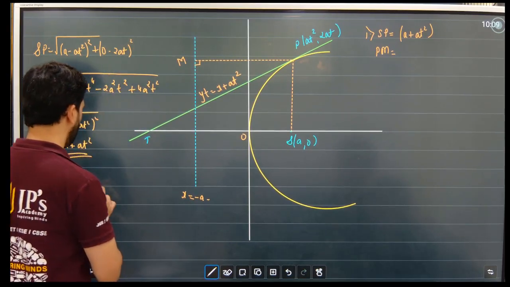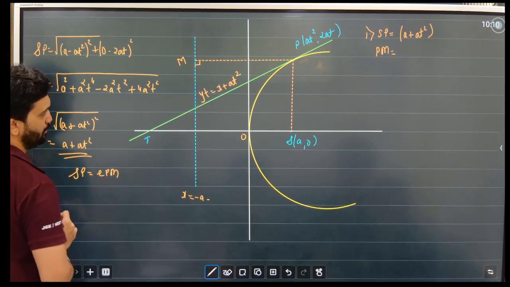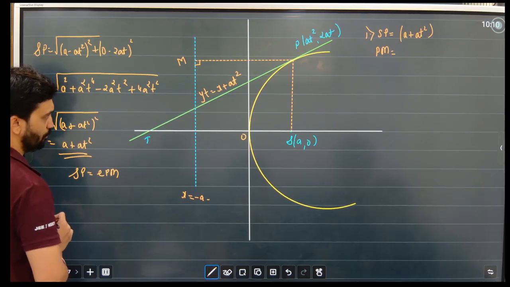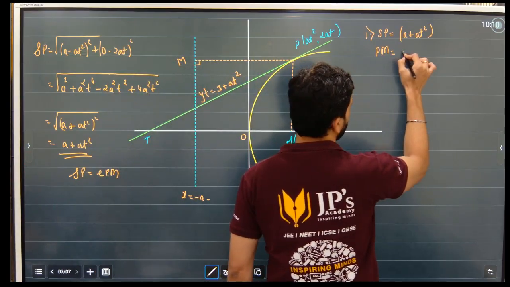What is the focus directrix property? SP is equal to e times PM. For a parabola, e is equal to 1. So SP is equal to PM. So what is the PM value? a plus at².